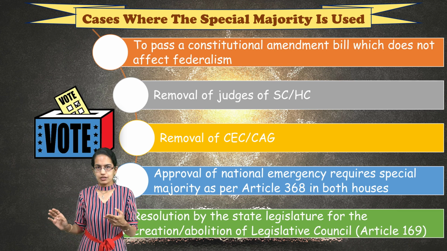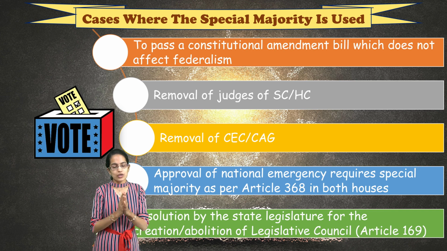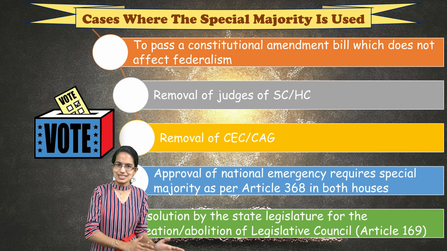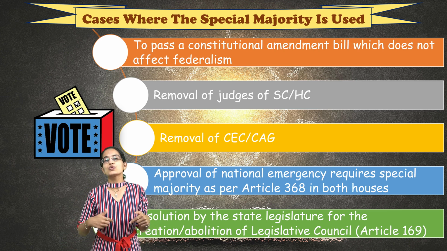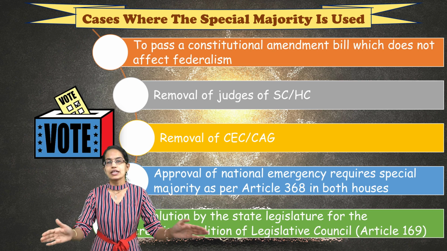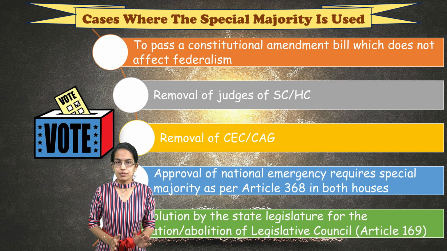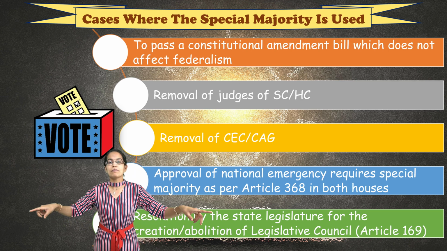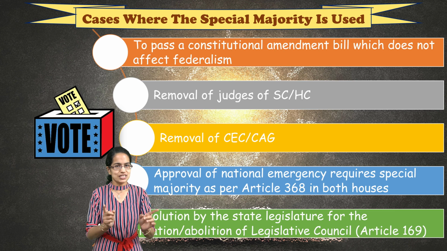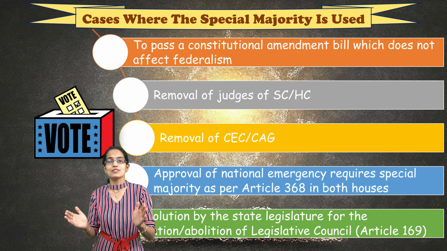And under special majority, the most commonly talked about special majority is where you have 2/3 of the members who are present and voting, and this 2/3 of the members should account for more than 50% of the effective strength of the house. If the members who are present and voting are less than 50%, we won't consider this under a special majority. So those are some of the important majorities and cases where they are used.